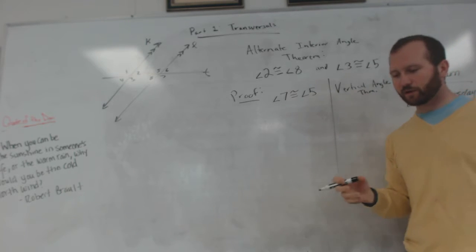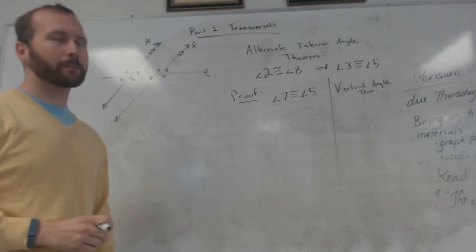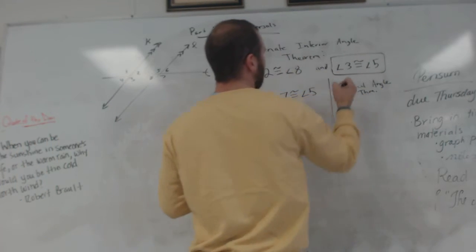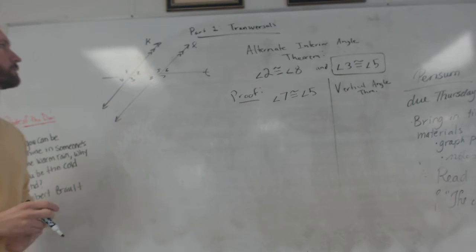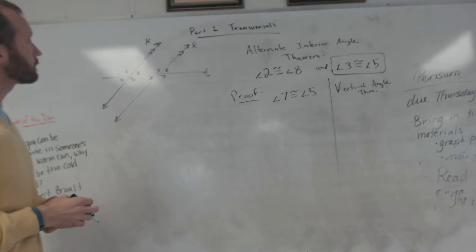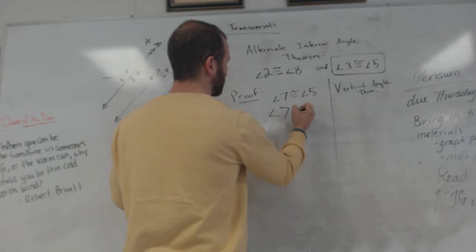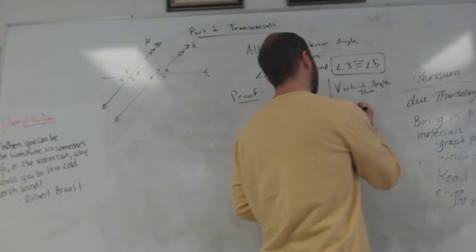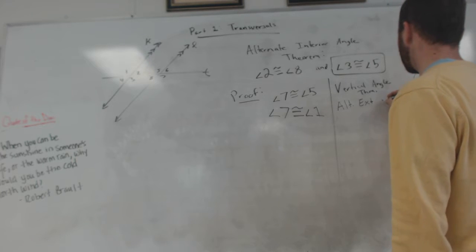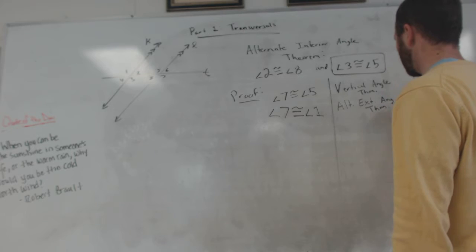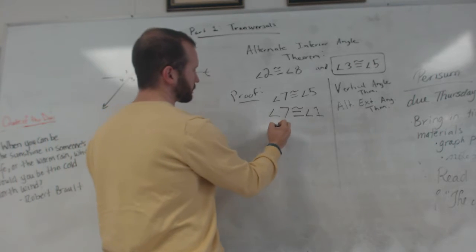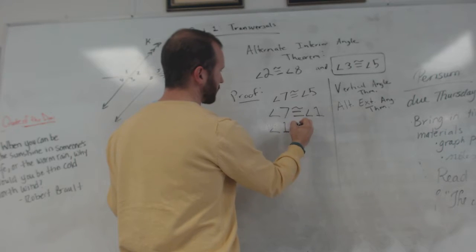Okay. What would be a good next step? We're trying to show probably this one, right? That angle 3 is congruent to angle 5? And 7 equals 1 because of the alternate exterior angle theorem. Angle 7 is congruent to angle 1. So 1 is 7, and angle 1 is congruent to angle 3.